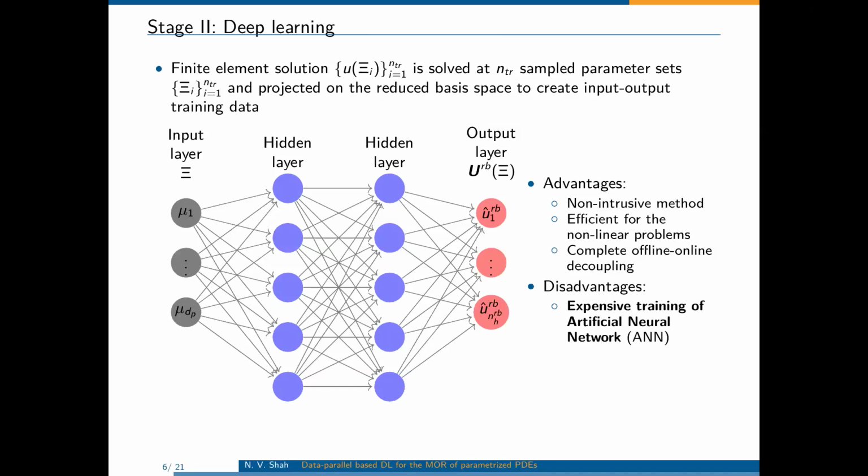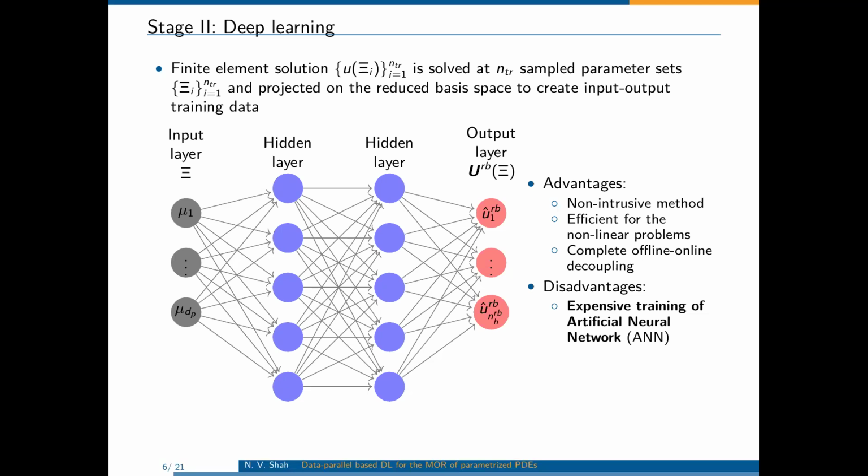And then we proceed to the second step, which is deep learning, where given a parameter, we want the neural network to give us the reduced basis degrees of freedom. Now for the training of this neural network, which can compute the reduced basis degrees of freedom faster, we have to generate a lot of training data if we are using supervised learning, which involves computing many finite element solutions and projecting them onto the reduced basis space, which gives us the input-output data set. We ask the neural network, by training it, to learn the relationship between the input parameter and the output degrees of freedom. The advantage of using a neural network is that it is a non-intrusive method, which means that we do not need access to the source code of the finite element solution technique. It is also efficient for nonlinear problems. But the disadvantage is the expensive training of the artificial neural network.